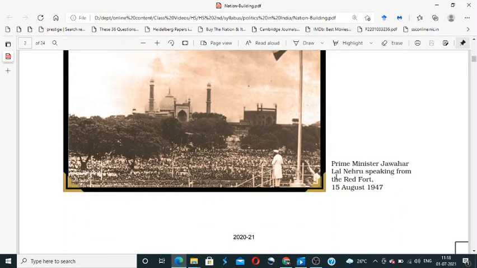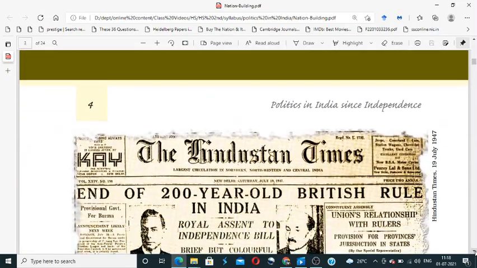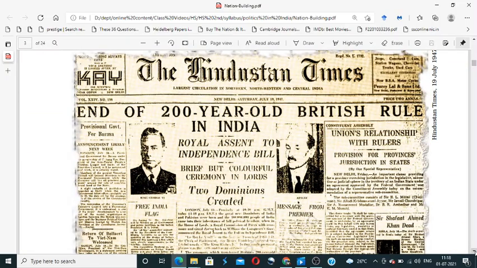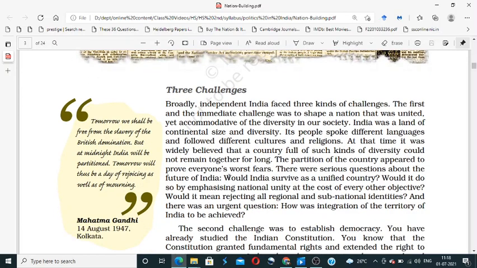So let us see. First of all, we have this image here of Prime Minister Jawaharlal Nehru, who is speaking from the Red Fort on 15th of August 1947, which is our Independence Day. So we can see here how it all began, and if you can see the screen, there is a news item of that particular day, 15 August 1947, published in the Hindustan Times, which says the end of 200-year-old British rule in India. And all these things we remember, how after a long struggle India got independence. If we begin with the saying of Mahatma Gandhi: tomorrow we shall be free from the slavery of the British dominion, but at midnight India will be partitioned. Tomorrow will be thus a day of rejoicing as well as mourning.